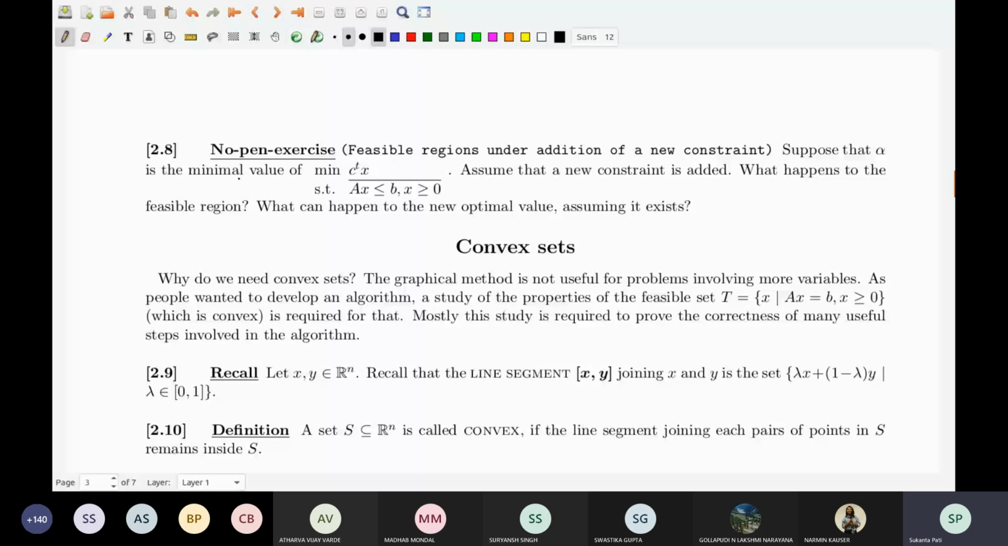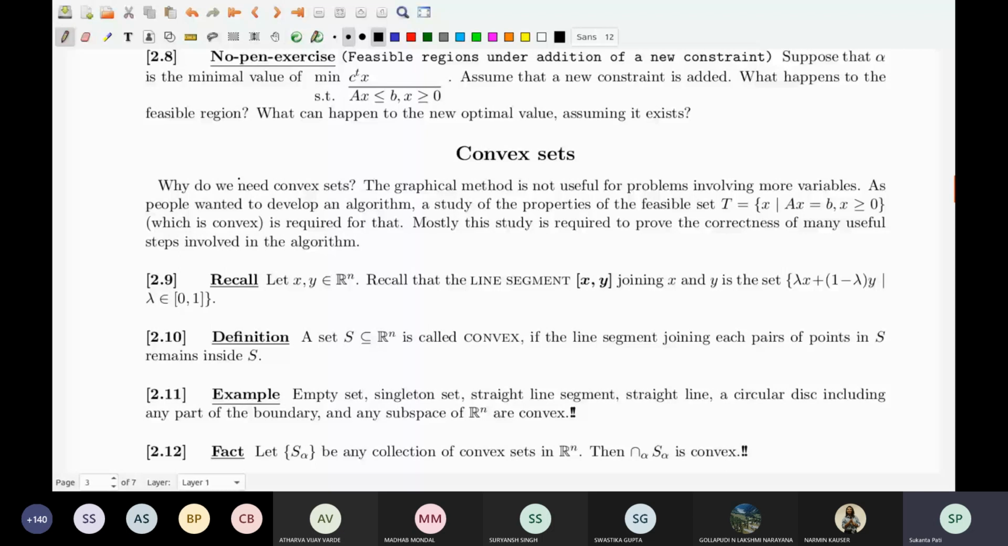Now if I want to implement an algorithm, if I want to develop one, what shall be the standard format that I am going to consider? My standard format is LPP, the SLPP that I have mentioned. SLPP means standard linear programming problem.